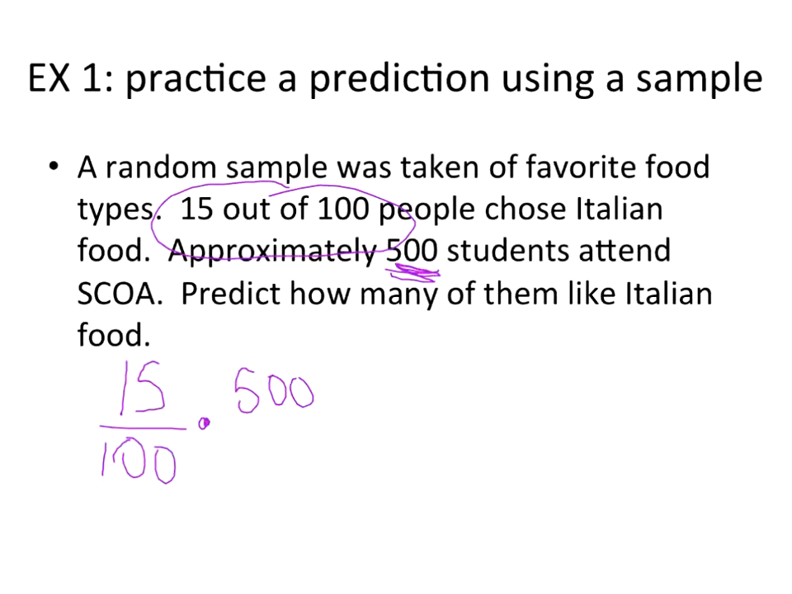So I'm going to do some cross-canceling to reduce. So 100 goes into 100 once, goes into 500 5 times, and 15 times 5 would be 75. So if 15 out of every 100 people like Italian food, that means 75 out of the 500 would like Italian food on a bigger scale. Any questions how we set that up? Okay, perfect.